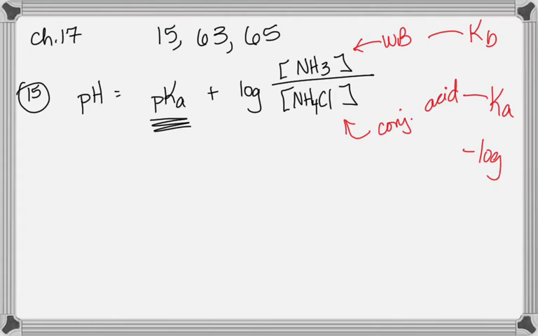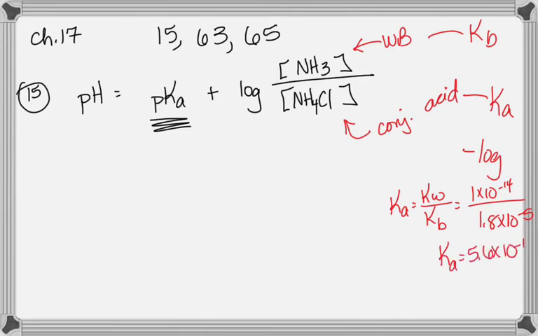Okay, so ammonia, Kb is 1.8 times 10 to the minus 5. So Kw divided by Kb is Ka. So Ka is 5.6 times 10 to the minus 10. pKa is 9.26.